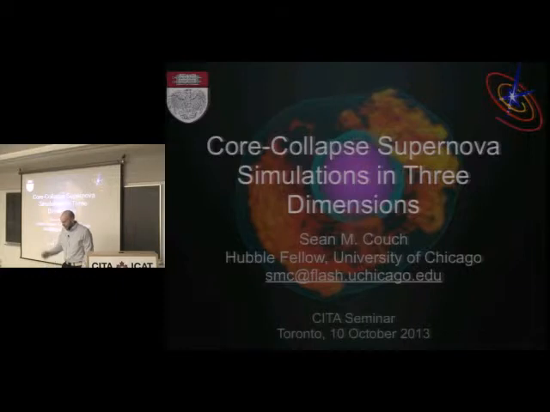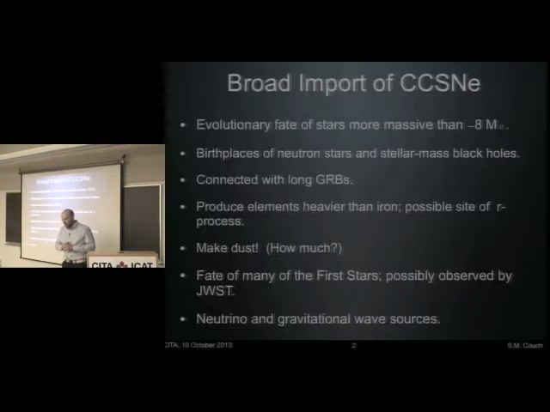Like Evan said, I'm going to talk about quark collapse supernovae, in particular three-dimensional quark collapse supernovae, what we're learning from 3D simulation, and where the field kind of is sitting right now. It's a very exciting time, simulation-wise, for quark collapse supernovae. And supernovae are really important for lots of areas of astrophysics. We think they're the fate of most stars above about 8 solar masses, give or take. They're birthplaces of neutron stars, magnetars, stellar mass black holes. Lots of interesting compact objects come out of quark collapse supernovae.